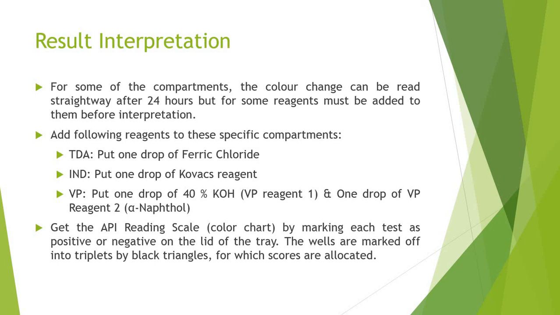Get the API strip reading scale and see the color changes according to the color chart, marking each test as positive or negative on the lid of the tray. These wells are marked off into triplets by black triangles, for which scores are allocated.